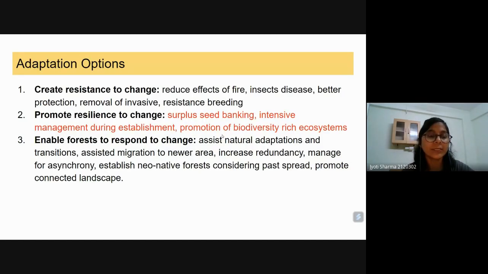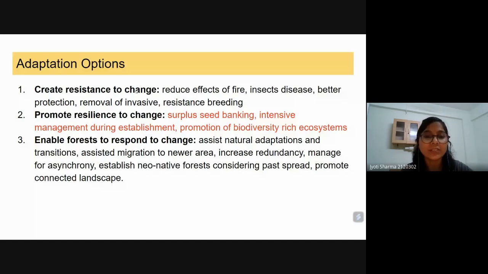There are also three types of adaptation options. The first is we can create resistance to change. For example, if you have heard about genetically modified crops, what happened in that? We resist. We put some genes in such a way that these plants or crops can resist pests. If there is an insect damaging the crop, then we add some genes or proteins in the plant in such a way that it can resist the pest damage. Okay, so this is resistance to change.